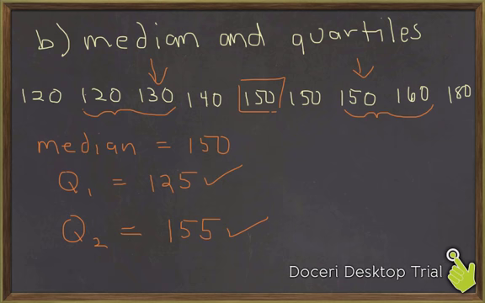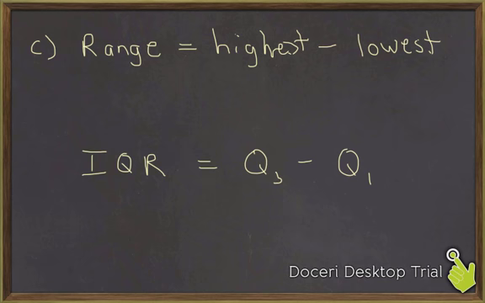All right, the next part of the problem is asking us to find the range. Range is the difference between the highest and the lowest value in your data set. So for this particular data set, the highest value is 180. The lowest value is 120. And so we would get the range for this data set to be 60.